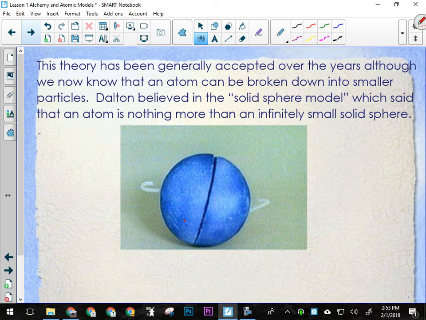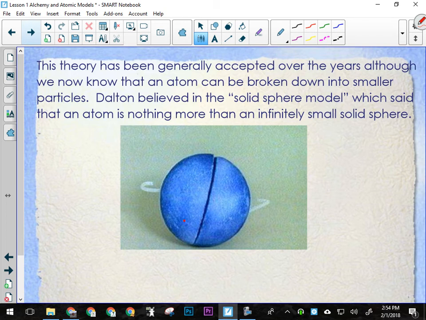So Dalton just said, well, you know what? It seems like spheres are kind of a naturally occurring shape. Let's say atoms look like spheres. And everyone's like, all right, sounds fine to me. We can't see them anyway, so let's go with that. And so was born the solid sphere model of the atom.